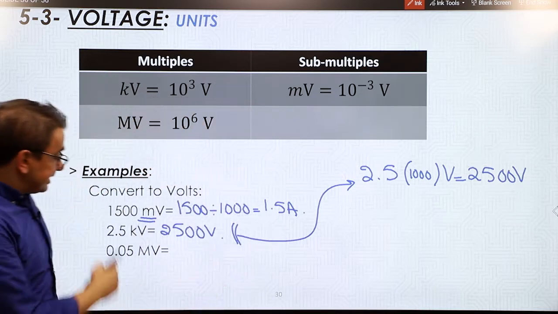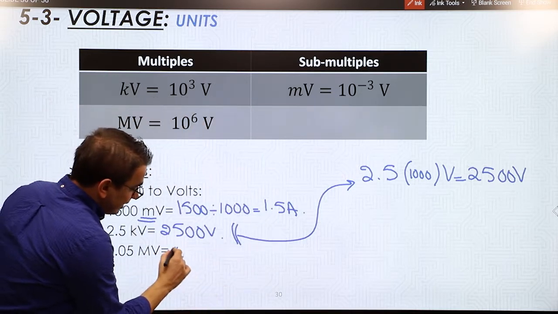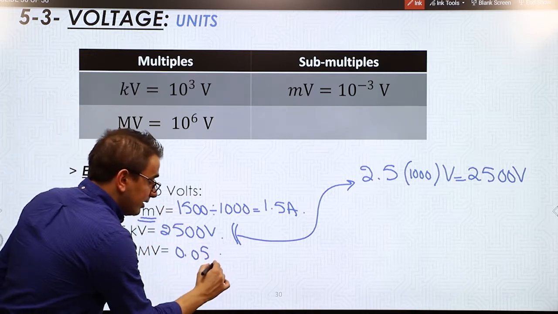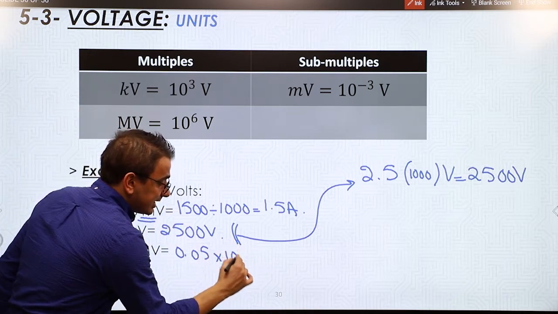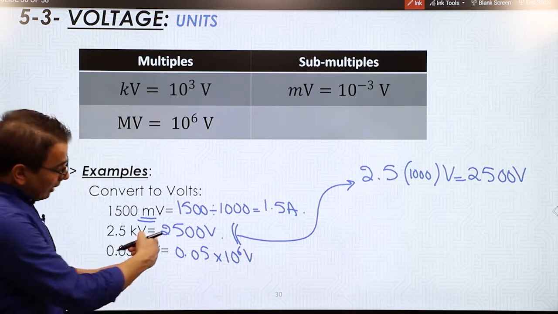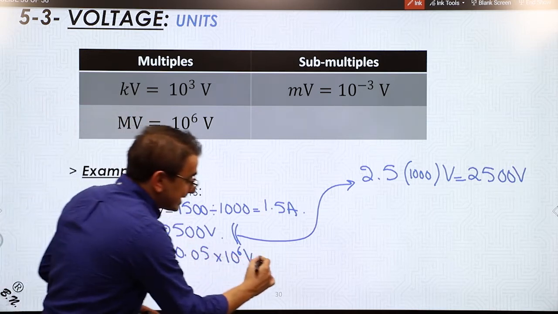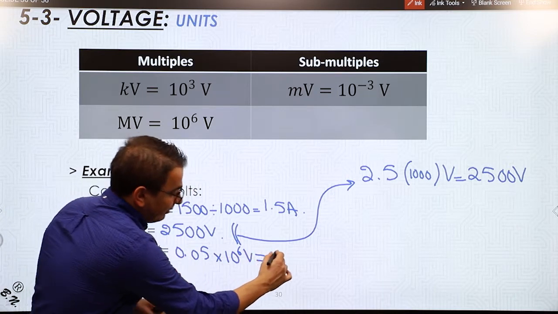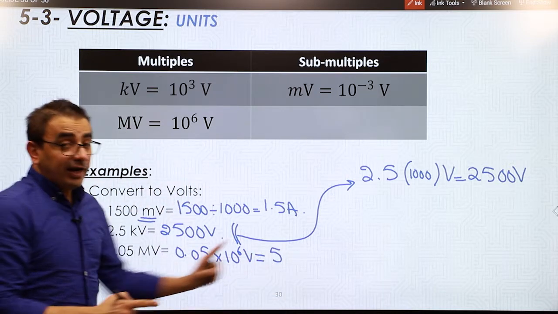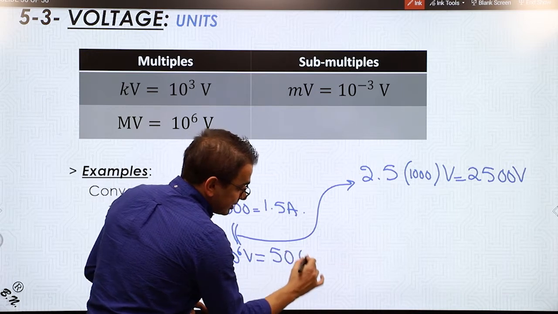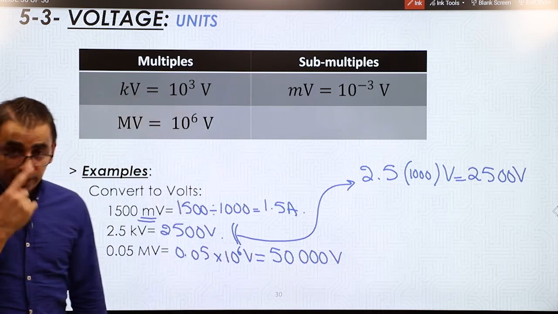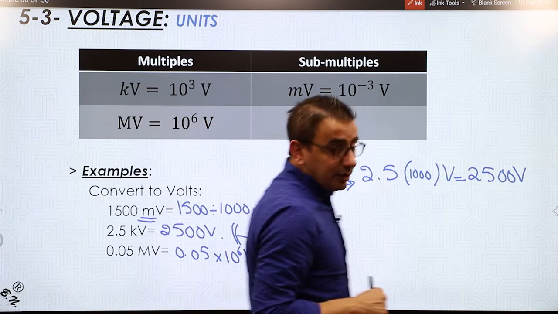And the last one is in megavolt. A mega is 10 to the power 6. Okay? So 0.05 times 10 to the power 6 volt. So now I move the decimal point forward 6 times. 2 steps will cancel the 0.05. So I get 5. Then I have 4 other zeros. So this is 50,000 volt. Okay? This is concerning the unit of voltage.